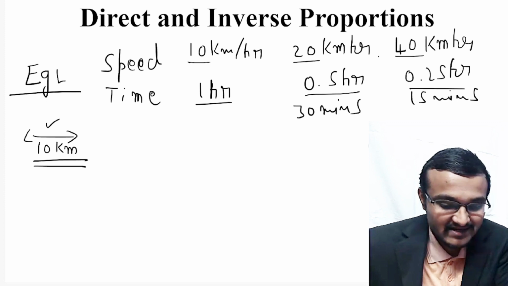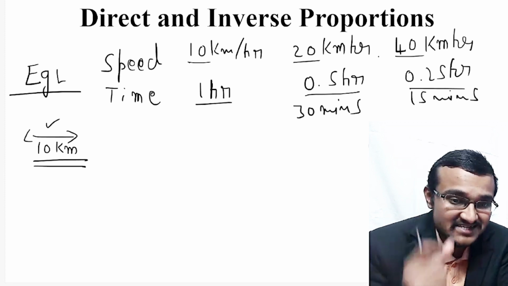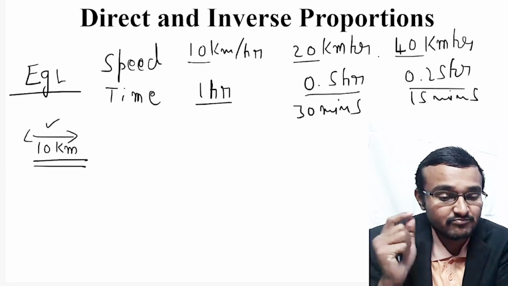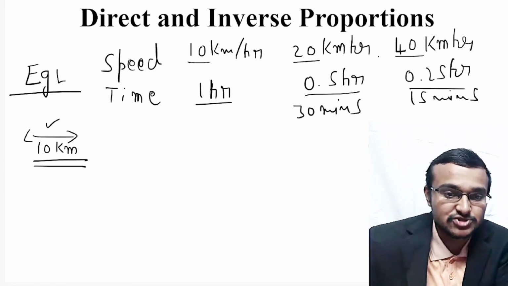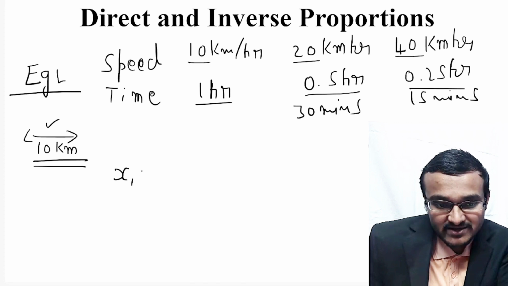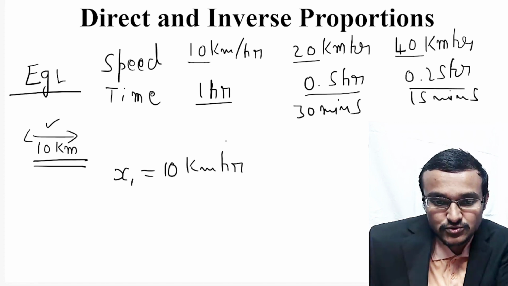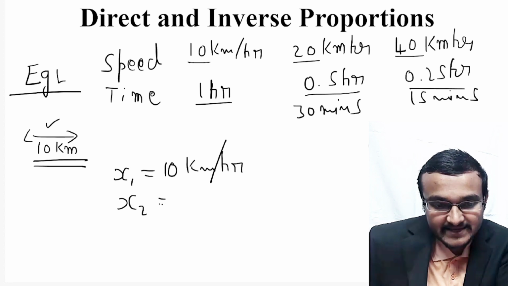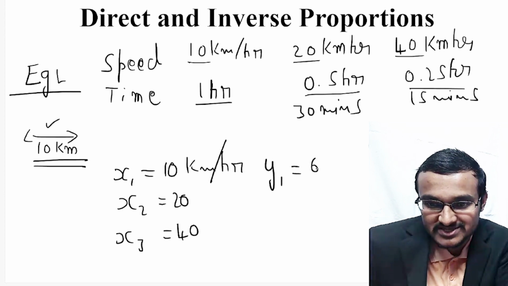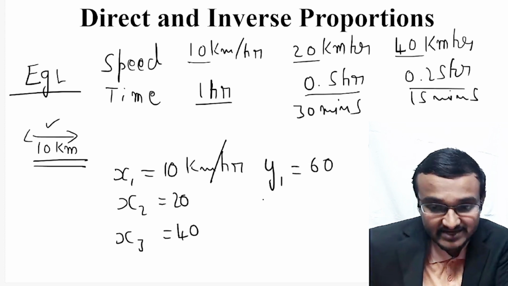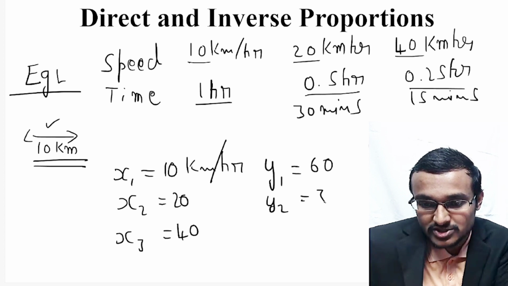So here you can clearly see some kind of relationship between speed and time, but that relationship is actually inversely proportional. So here x1, if it is 10 kilometer per hour, and x2 is equal to 20, and x3 is equal to 40, then y1 is equal to 60 minutes. Let me put this in minutes. Y2 will be equal to 30 minutes, Y3 will be equal to 15 minutes.